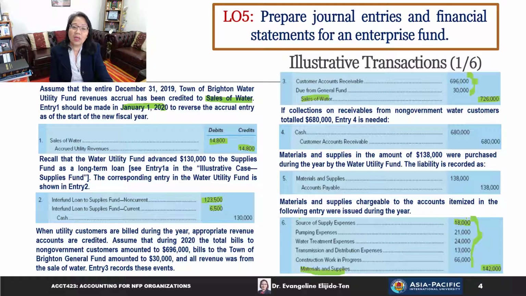18,000 pertains to source of supply expenses, 21,000 is for pumping expenses, water treatment expenses, 24,000, transmission and distribution expenses, 13,000, and construction work in progress, 66,000. So the total amount chargeable to those specific expense accounts is 142,000.